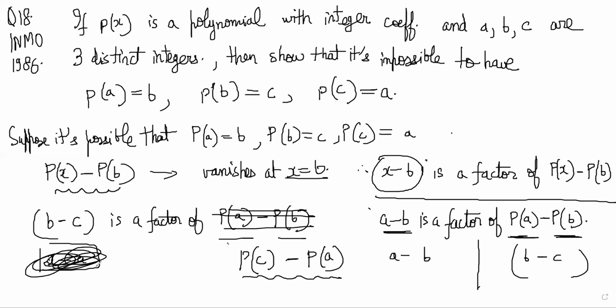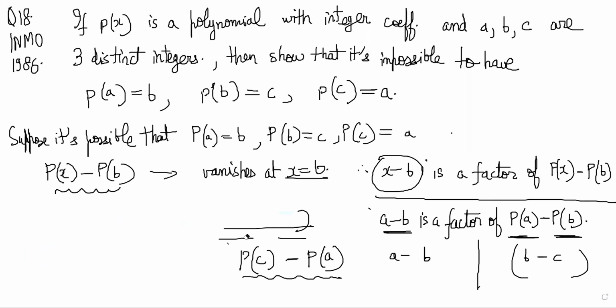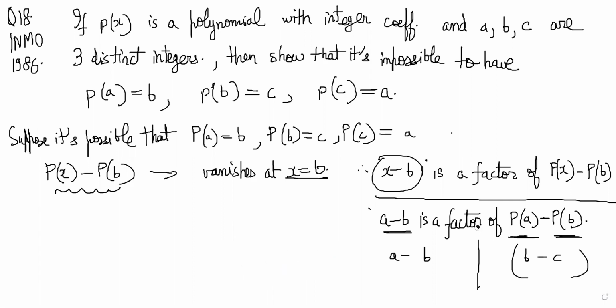Okay, I'm getting a little confused here. One second. So what we have proved so far is a minus b is a factor of P(a) minus P(b), right? What I want to prove is b minus c is a factor of a minus b. By that, I will get the proof that a minus b is equal to b minus c. So I will follow the same exact steps and try to rework it.